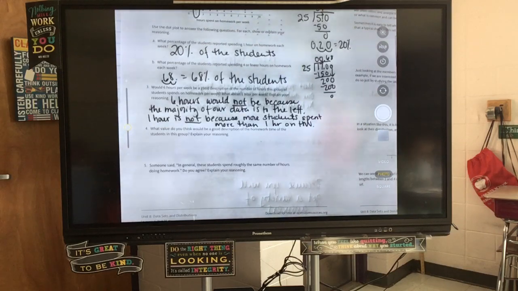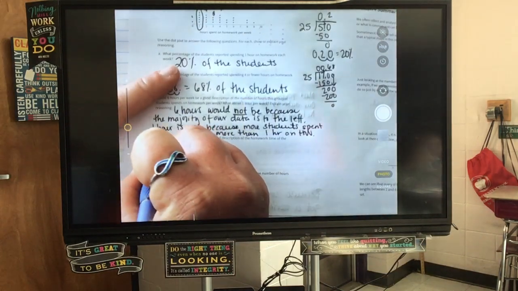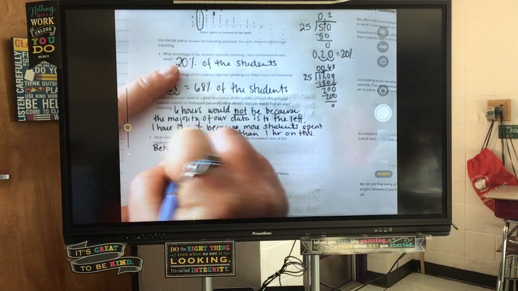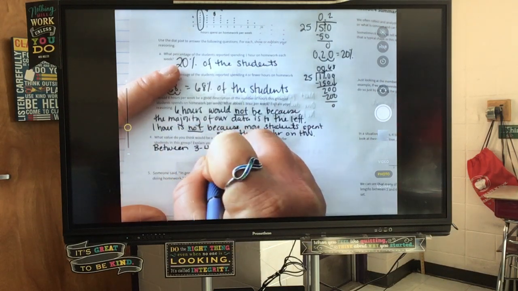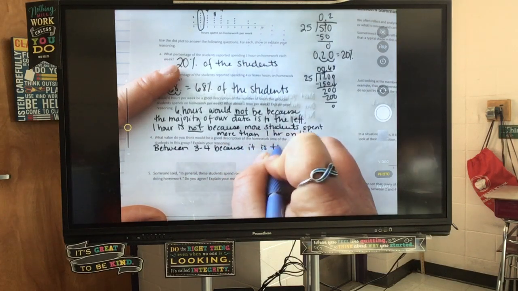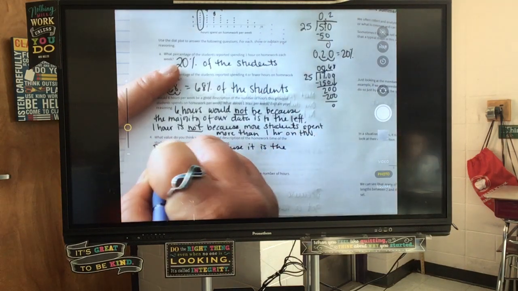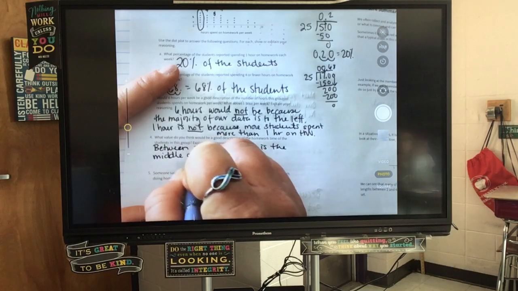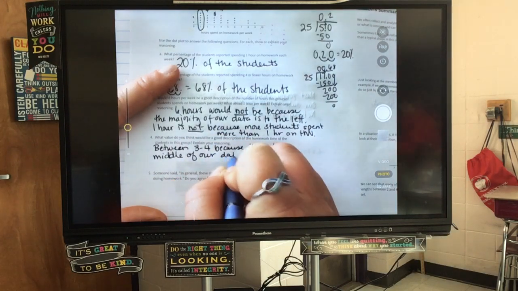Alright, Andrew, what'd you write? It would be around 3 and 4 because it's the middle of my data. Okay, so between 3 and 4 because it is the middle of our data.